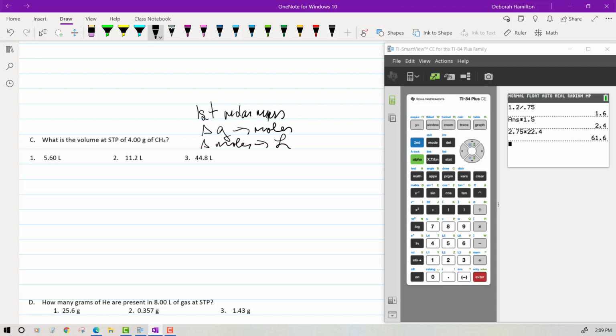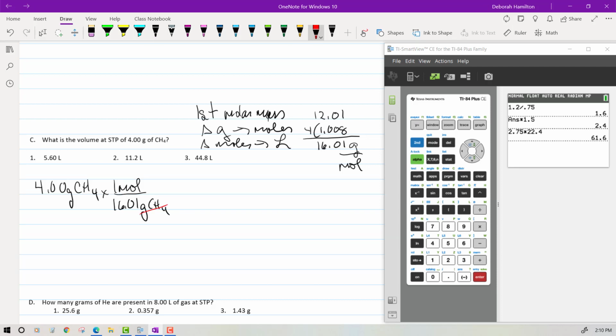Okay? All right, so let's write our given down, 4.00 grams of CH4. CH4 is 12.01 plus 4 times 1.008, and that gives me 16.01, trust me, grams per mole. Remember, I've always urged you to write grams per mole there so you can see it as a factor. So let's bring that in as a factor and we'll find moles. I have grams that can cancel, so if I do this little division, that will give me moles.